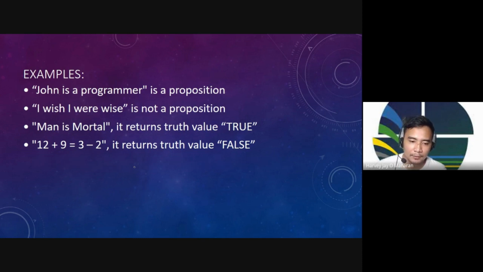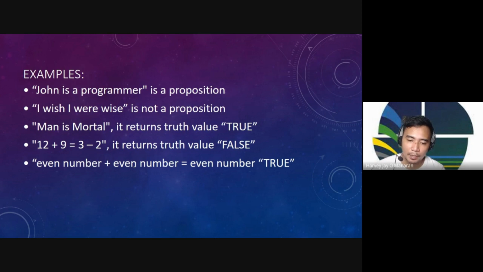9 plus 3 equals 3 minus 2. It returns the truth value false. Why? 9 plus 3 is 12, 12 plus 9 is 21, equals 3 minus 2, that is 1. So 21, is it equal to 1? No. So of course, it returns the value false.